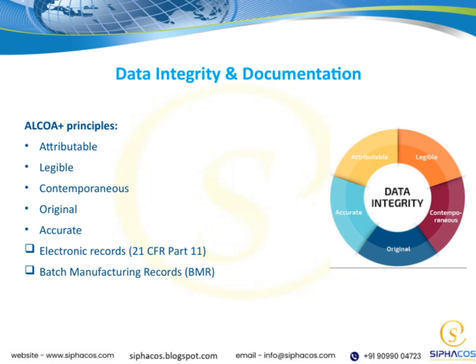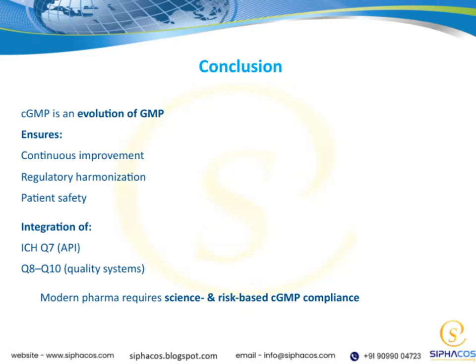Batch manufacturing records, or BMRs, are another essential component. They document each batch's production process in detail, providing a complete history for quality assurance and compliance purposes. Overall, these principles and records form the backbone of our compliance efforts, ensuring data integrity and supporting product quality throughout the manufacturing process.